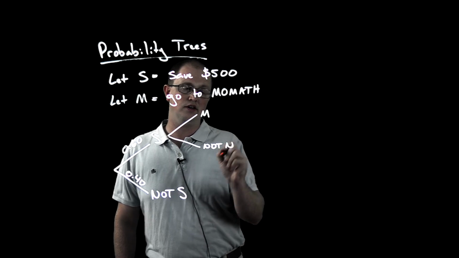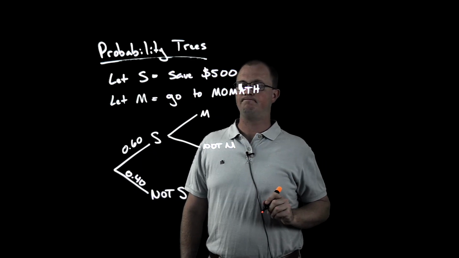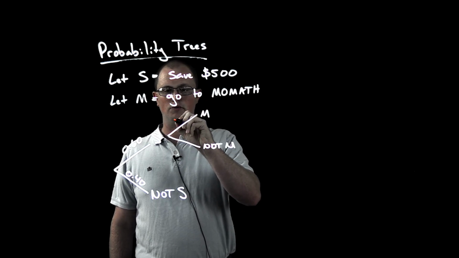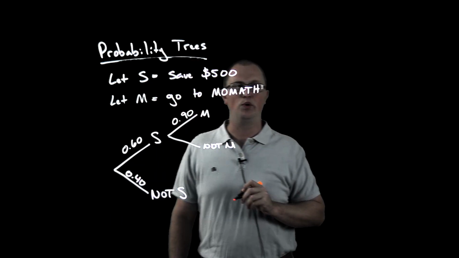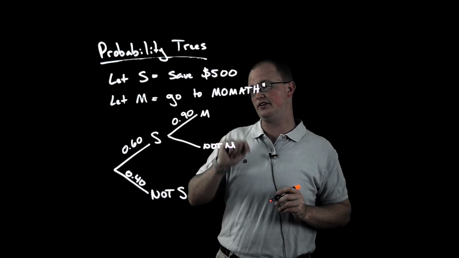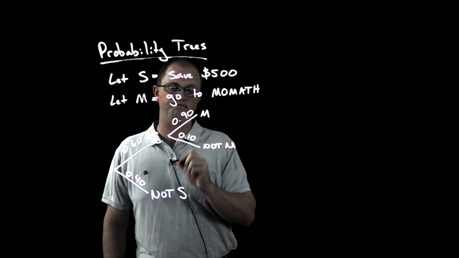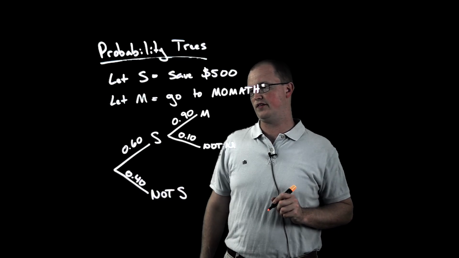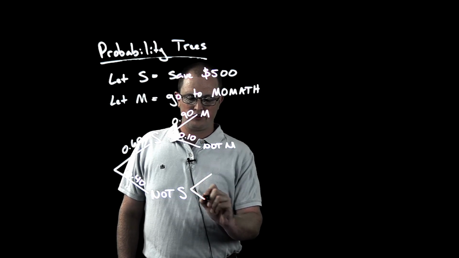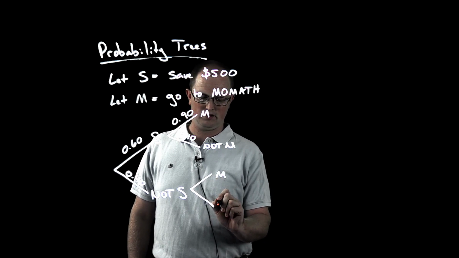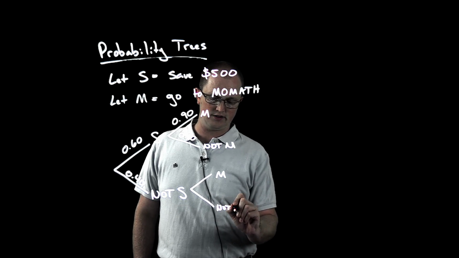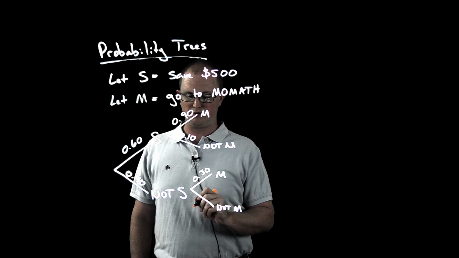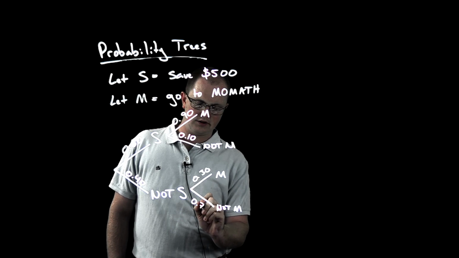but there's a chance that you won't get to go. So let's say that if you did save $500, then the chance of you going to MoMath is 0.9. And that would mean that your probability of not going would be 0.1. Now, if you don't save your $500, we said that there's a chance that you could still go to MoMath, but likelihood is that you won't. So maybe the chance of you being able to make it work here is 0.3, and over here, this is 0.7.